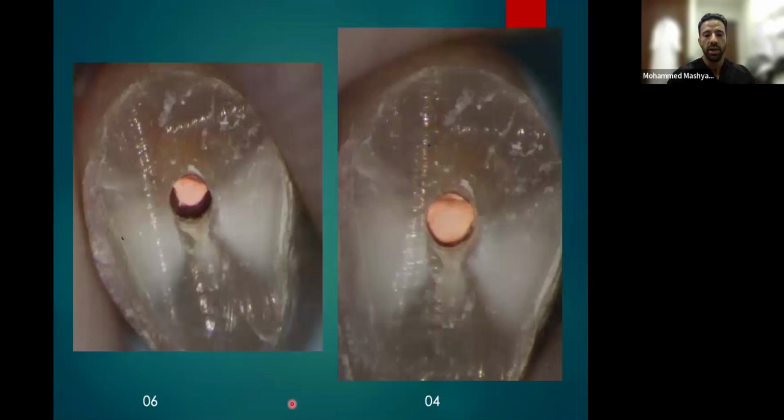So the one on the left is the 06. And I don't know this left or right for you, but this one is 06 and this one is 04. You don't understand this, correct? I will explain more and more.